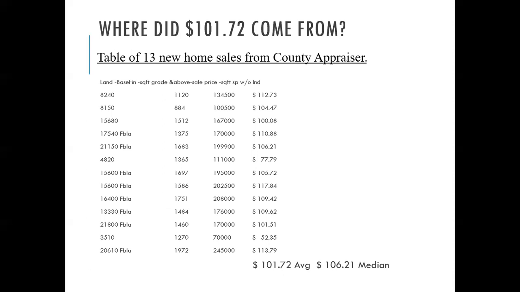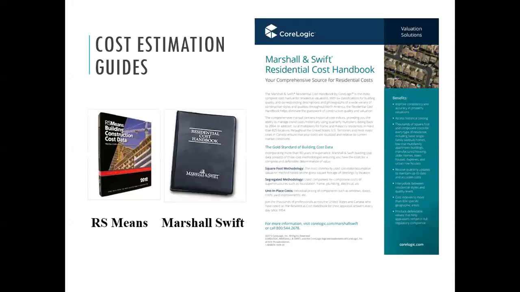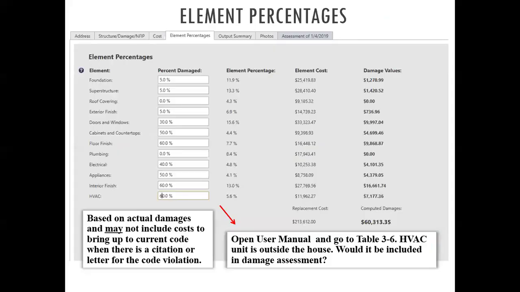So this is one way to get a base cost. In this case, they looked at sales and did the average for the base cost. That is an option. Again, there's cost estimation guides. They now have software for cost estimation guides, or there's hard copies as well. And then, yeah, based on actual damages and those costs to bring it up to current, not including those costs to bring it up to current code, but on the element percentages, this is where you'll add in your determination of how damaged that particular element was.